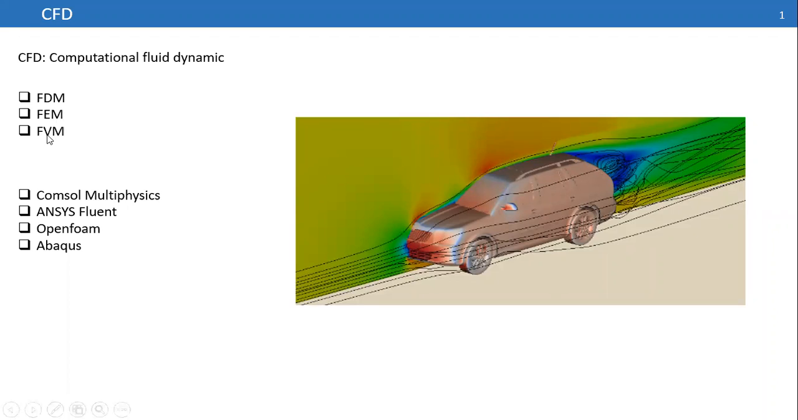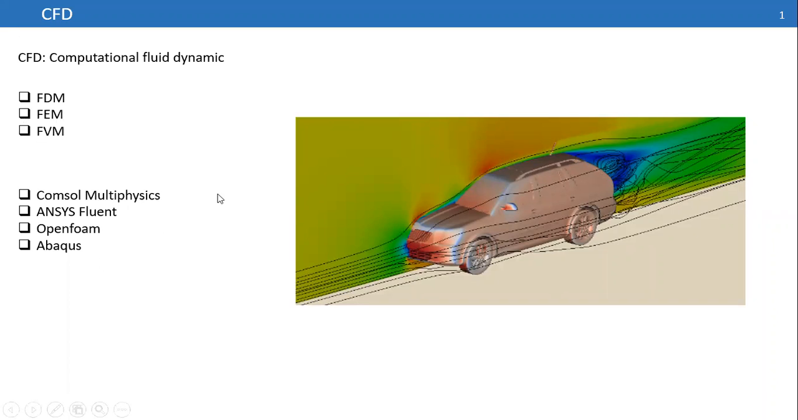And the finite volume is the same approach, but the difference is that when you use the finite volume method, you have more stable equations. ANSYS Fluent is one example of finite volume.